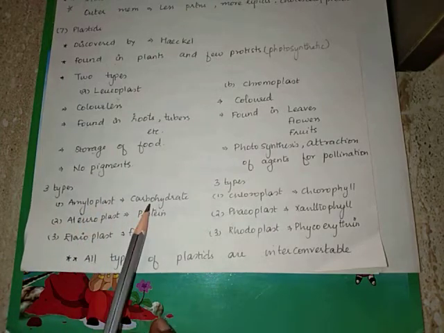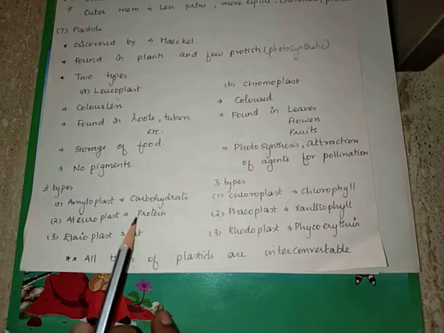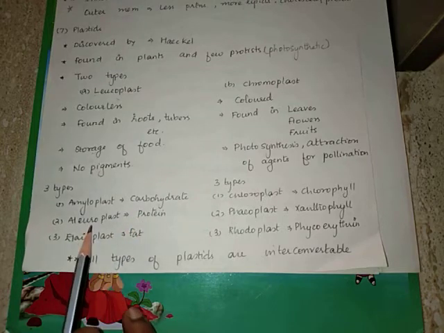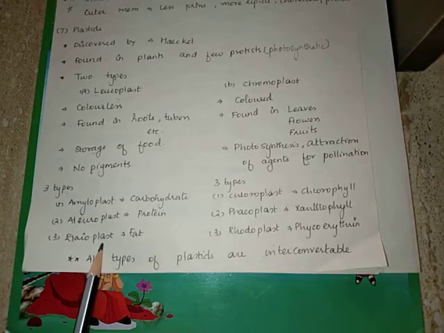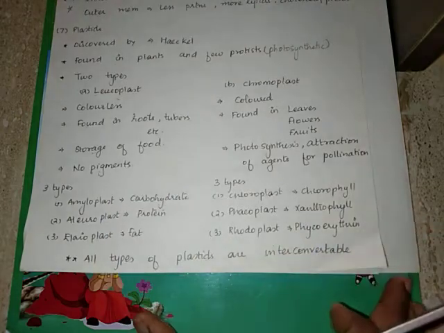If they store carbohydrate, they are called amyloplasts, if they store proteins, they are called aleuroplasts, and if they store fat, they are called elaioplasts. This is spelled ELAIO, elaioplast. So these are the types of leucoplast.